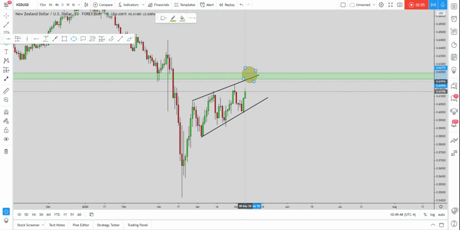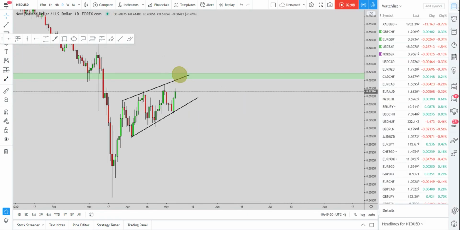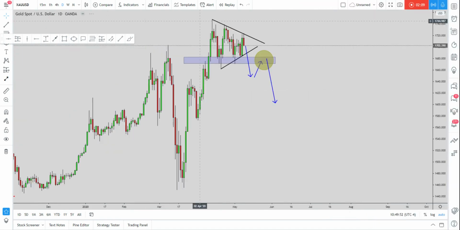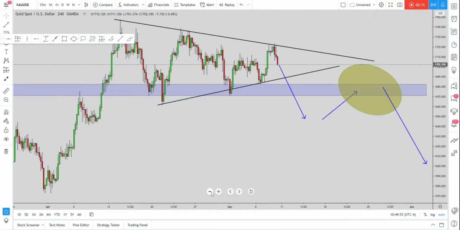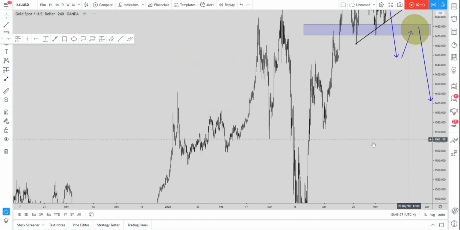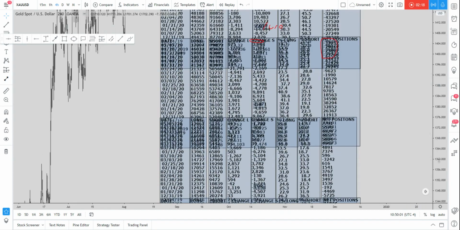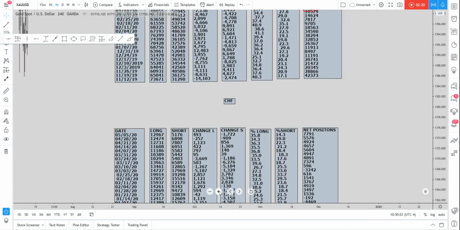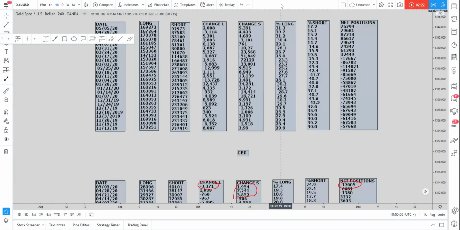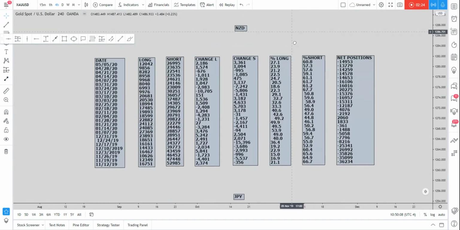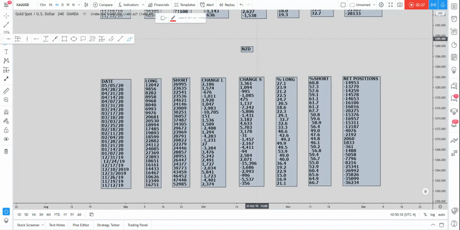Now, if we go and see what is the situation from a COT perspective, so what hedge funds are doing on NZD. Now, if we check the COT data for NZD, what we're actually checking is NZD USD. Why are we actually checking NZD USD? Because all currencies on the spot are traded against the USD. So as I just said, if we check NZD, this is actually NZD USD.